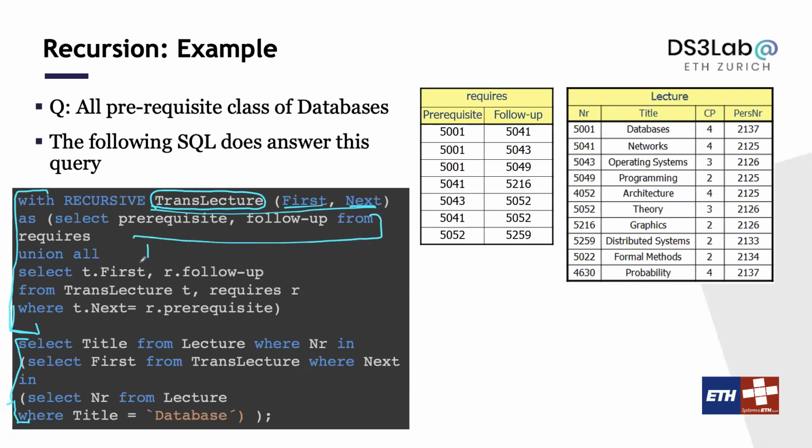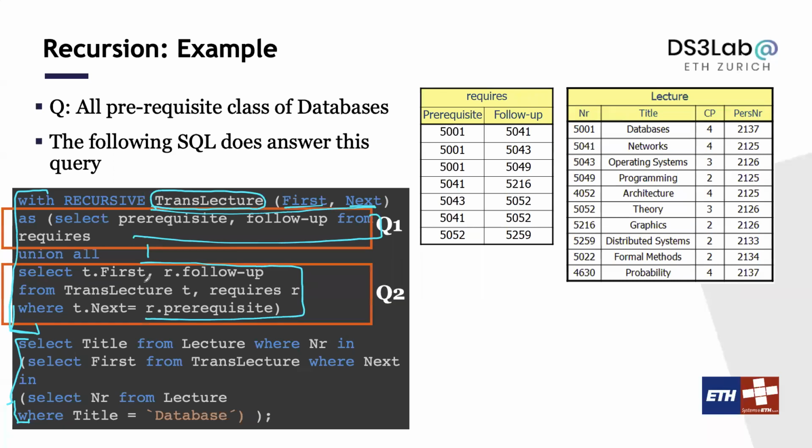And you have union all, and this is your recursive query. Let's call it Q1, let's call it Q2. In the very beginning, the transitive relation is empty. Then when you run Q1, what are you going to have? Essentially, it gets all the prerequisite relations from requires. I'm simply getting all the information in the requires relation. This gives you the one level prerequisite relation, and that is your initial point.